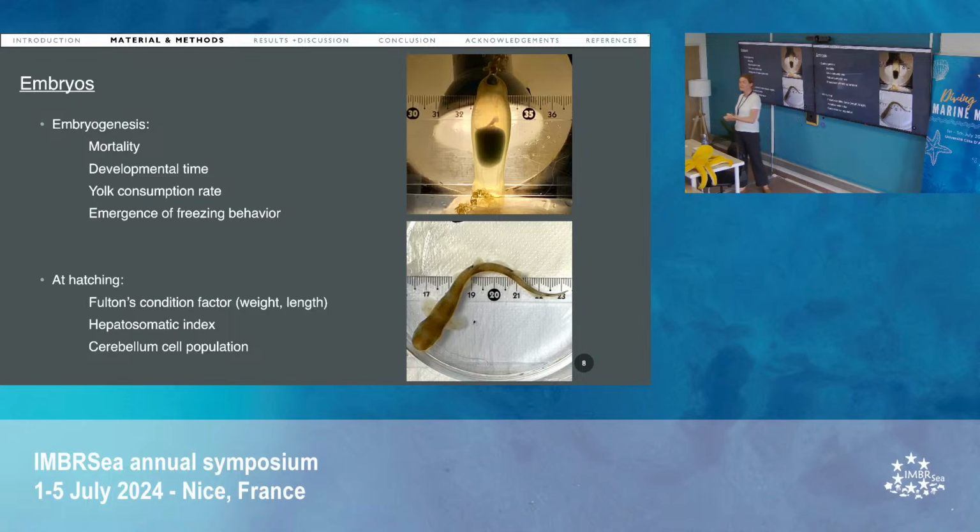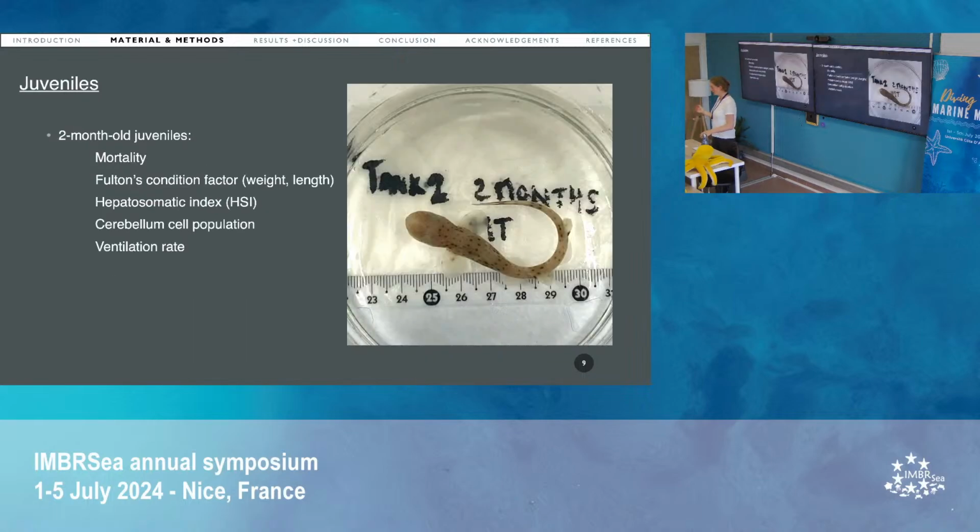And then to see the effects of the temperature on the central nervous system, and so as I explained, the cerebellum, we looked at the cerebellum cell population, so the proportion of glial cells and neuronal cells. And then to assess if there were any signs of recovery, we kept the 2-month-old juveniles and we looked at the same parameters, and we also just added the ventilation rate.